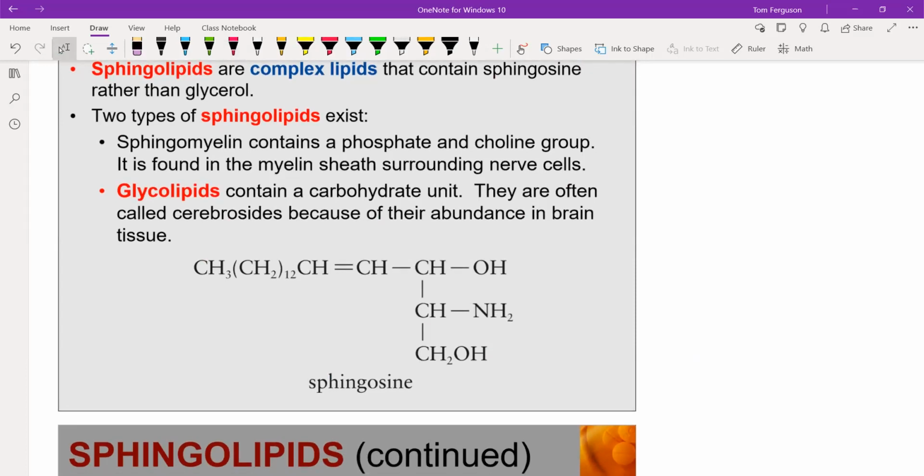Okay, so the 3-carbon backbone doesn't have to be glycerol. In this case, we've got this guy and this guy, which are different looking than the normal glycerol. Normal glycerol does not have an exposed hydroxyl group, and it has no amino groups.